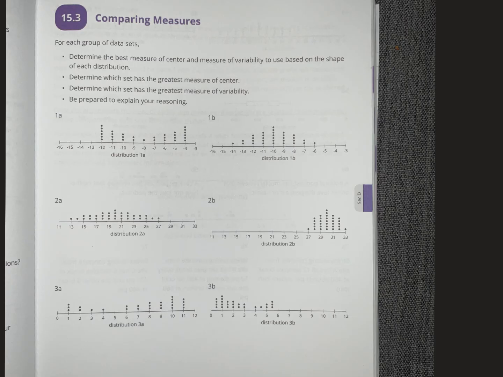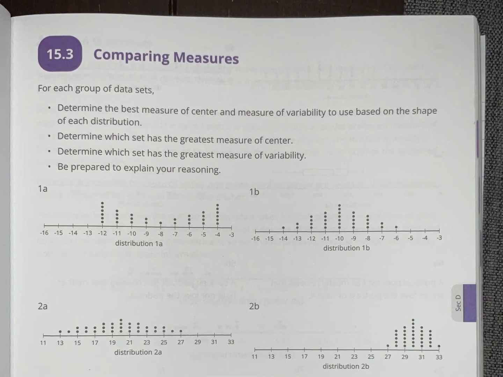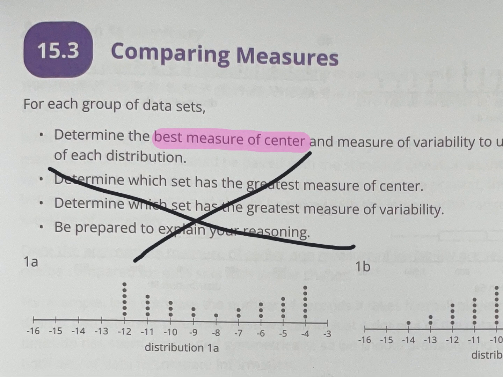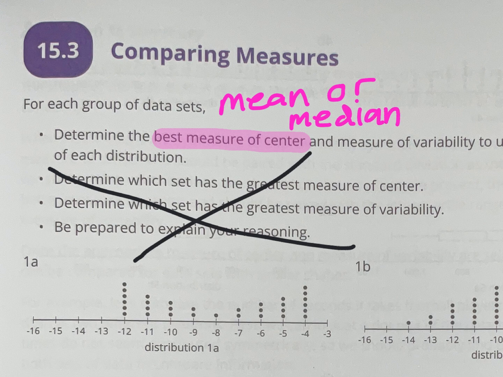Now that you've got your book open to the right place, there are several questions up here at the top for each data set, but don't do these. I only want you to focus on the first question. And when they talk about the best measure of center, it's asking you to either decide whether you're going to use the mean or the median. So for each question, you'll choose one or the other.